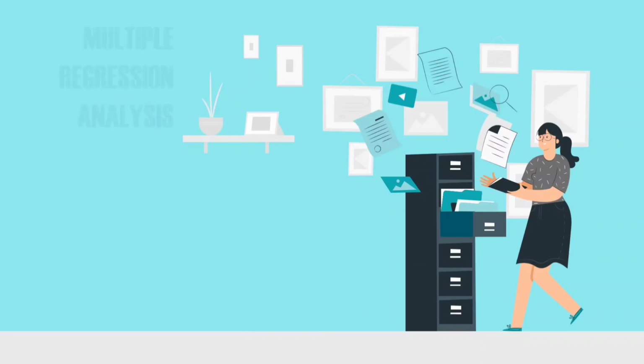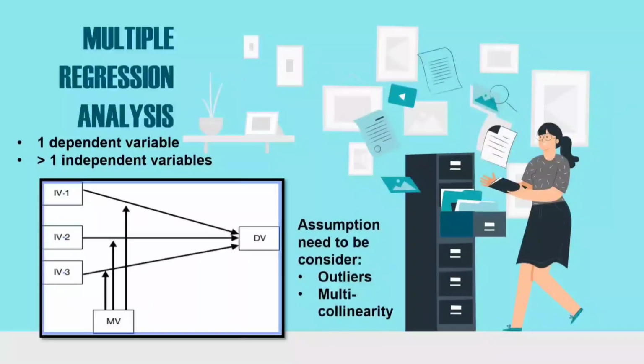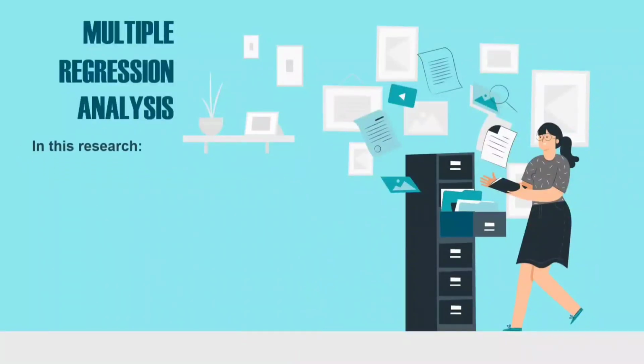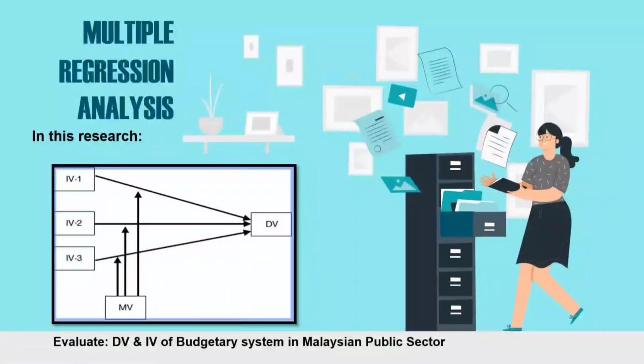Lastly, multiple regression analysis. Multiple linear regression models consist of one dependent variable and more than one independent variable, with several main assumptions that need to be considered, such as outliers and multicollinearity. In this research, multiple regression analysis is used for evaluating the relationship between the dependent variable and the independent variables of the budgetary system in the Malaysian public sector. In order to predict the dependent variable, multiple independent variables are chosen.